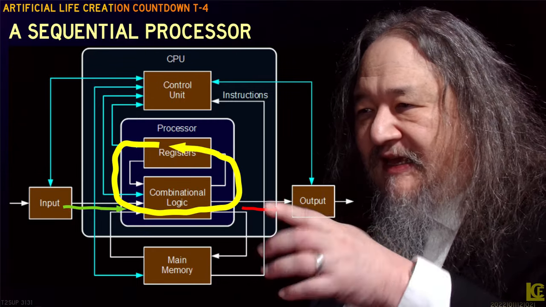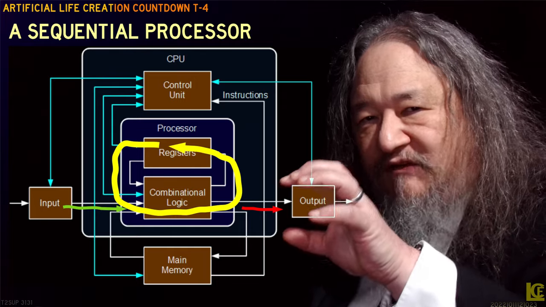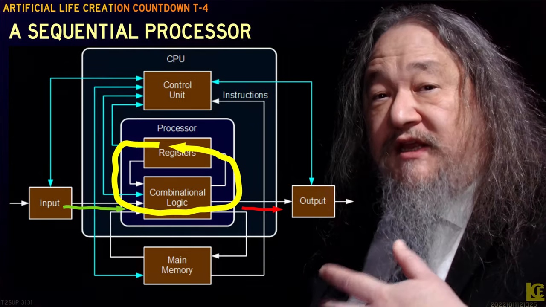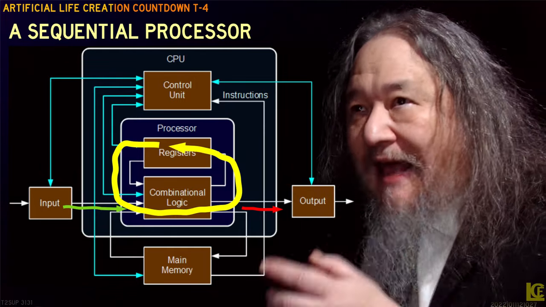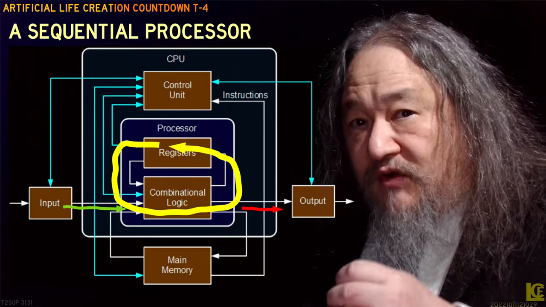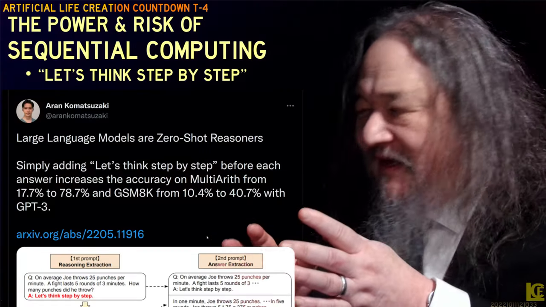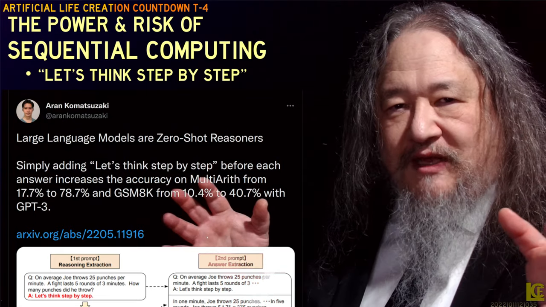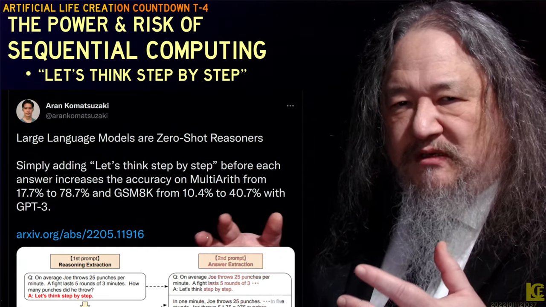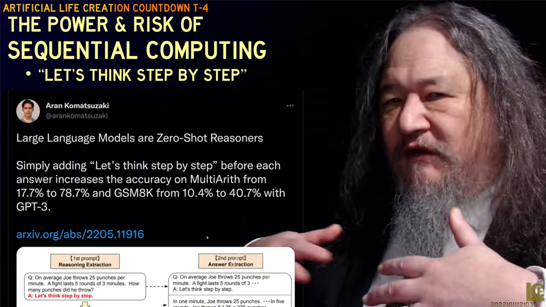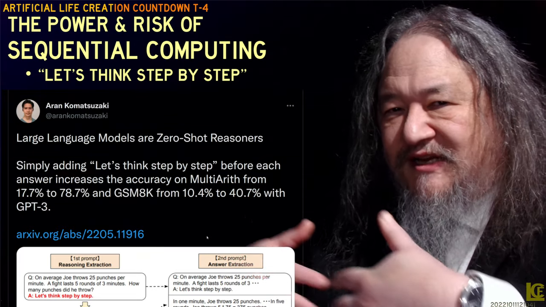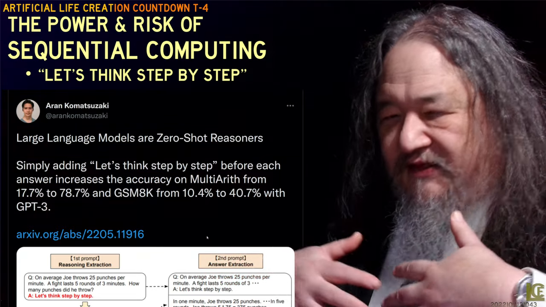But that key of using the same piece of hardware over and over again on each of multiple steps is the absolute key to the power and the risk of sequential processing. Now, not going to take a lot of time on this, but these large language models that have millions and billions of parameters are fundamentally, by their nature, essentially combinational. Mostly they just feed forward.